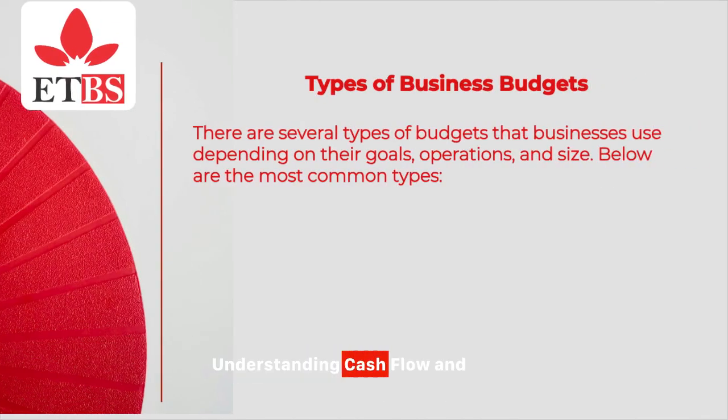3. Understanding cash flow and cash flow budgeting. 3.1. What is cash flow? Cash flow refers to the movement of money into and out of the business. Positive cash flow means that the business has enough liquidity to meet its short-term obligations. Negative cash flow indicates that the business is not generating enough revenue to cover its expenses and may face financial challenges.